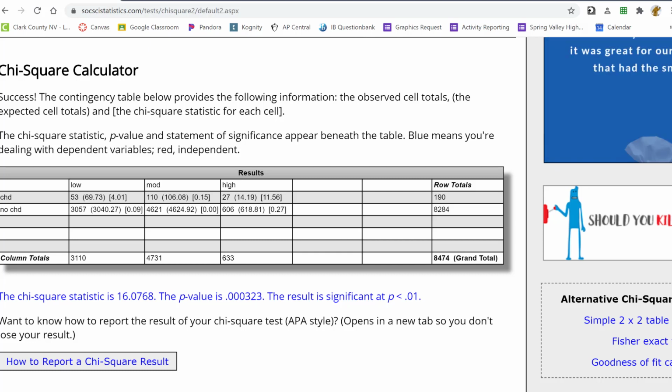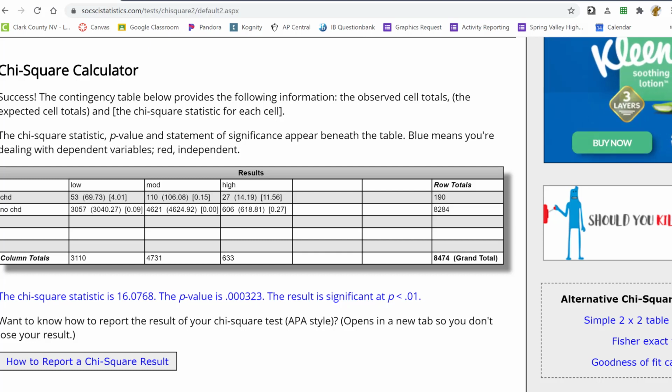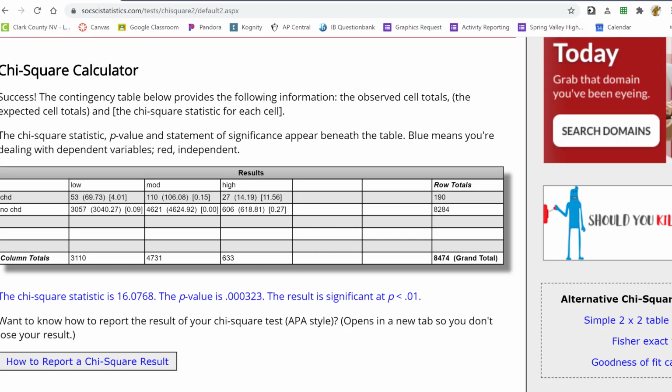We saw that 14.19, we calculated that before, with the intersection between high and CHD. Not only that, but we are given our chi-squared test statistic in blue just below the table. The chi-squared test statistic is 16.0768. The p-value is 0.000323. The result is significant at alpha equals 0.01, or the p-value being less than 0.01. So it even tells us if our result is significant with this calculator.